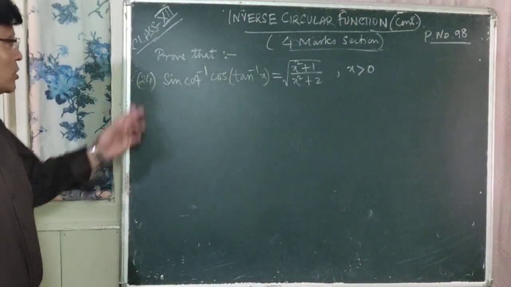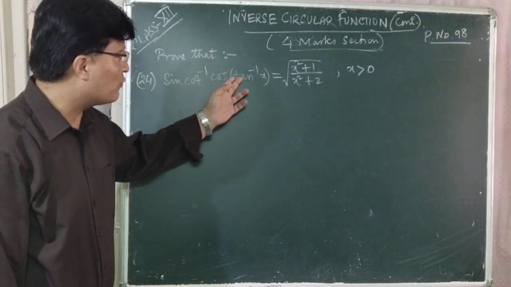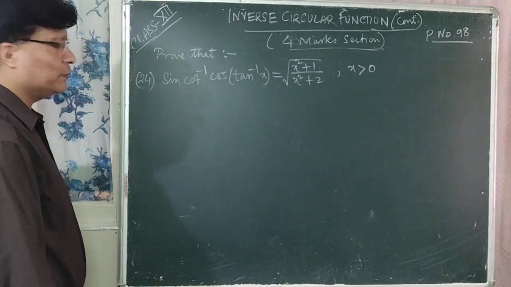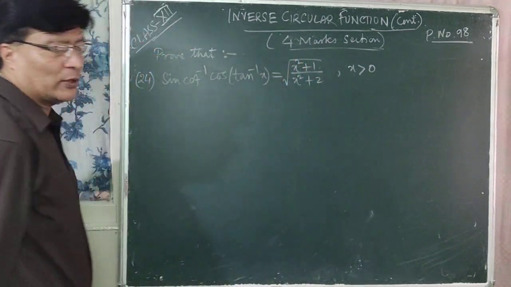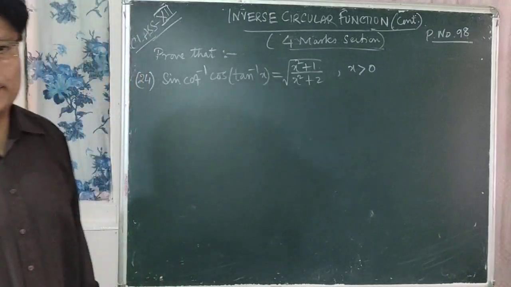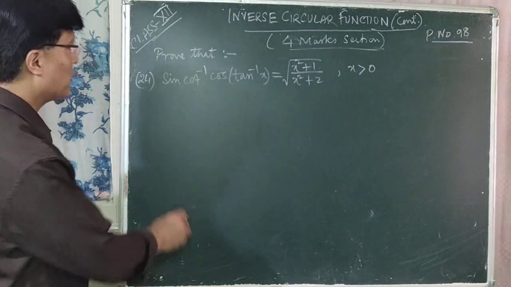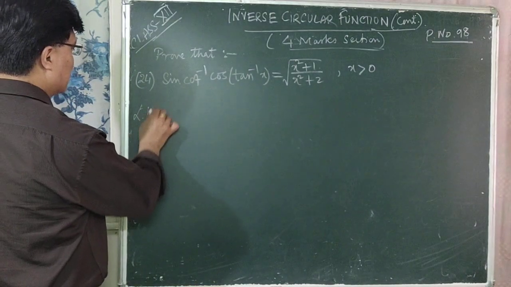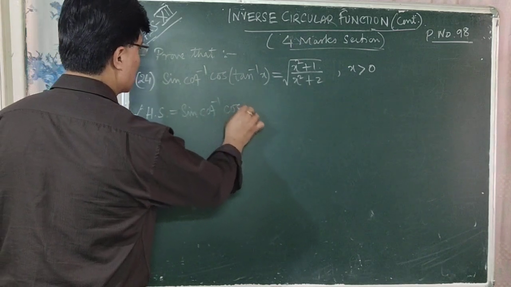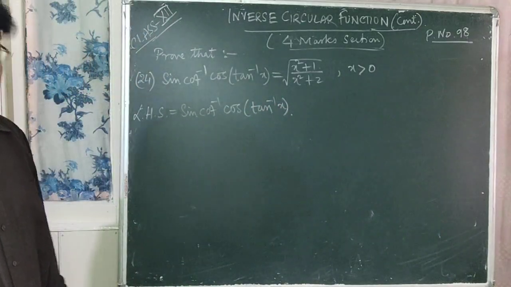Now we will do question number 24. This is also a proof: sine cot inverse cos of within bracket tan inverse x is equal to, you have to prove, square root, within the whole square root there is a fraction, x square plus 1 divided by x square plus 2, and here x is greater than 0, x is always positive. Okay, so let us write down left hand side is equal to sine cot inverse cos within bracket tan inverse x. So let us simplify it.